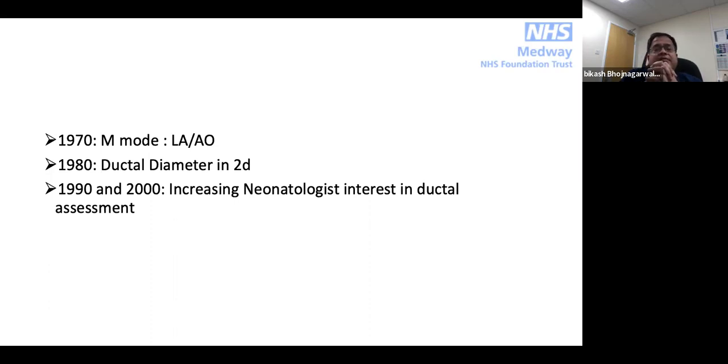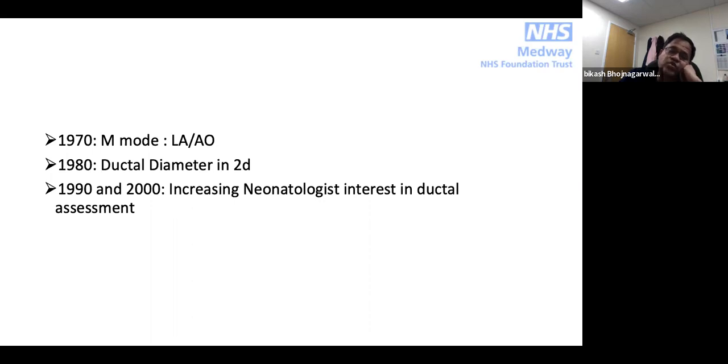The second determinant, which came in the 1980s, was ductal diameter, because when 2D echo came, all our findings and echo reports started basing on these two numbers: the size of the duct and the LA ratio. However, lately we have started doing more and more echoes. We have a new breed of neonatologists who meet every Friday, and we discuss various ways of defining the shunt volume, and we have come up with various echocardiographic determinants and parameters.